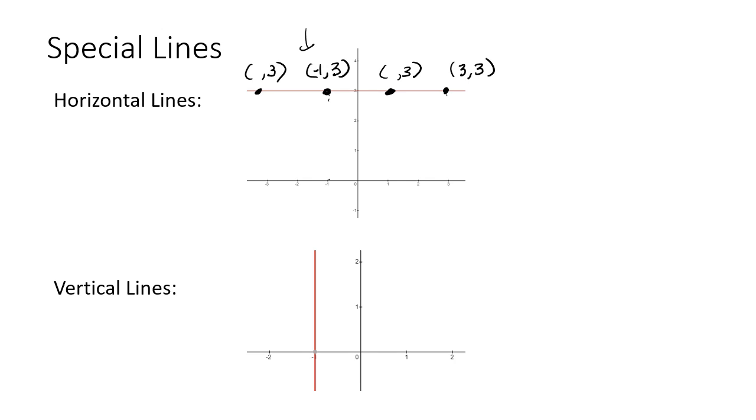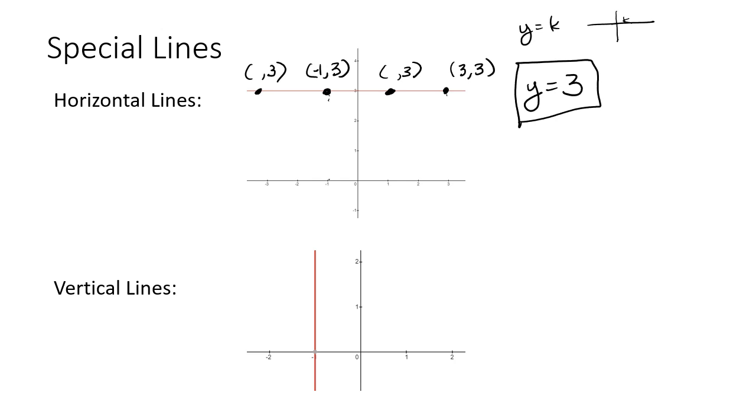And so if we want to describe a line like this, all you need to do is say that the y value is equal to 3. This describes every ordered pair on this line. And so anytime you have a line equation of the form y is equal to some constant k, this represents a horizontal line at height k.